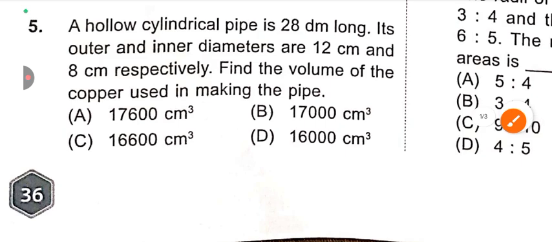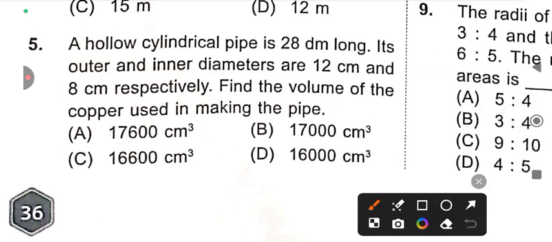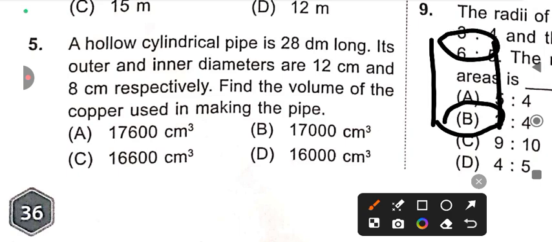Next question is, a hollow cylindrical pipe is 28 meter deep. Its outer and inner diameters are 12 cm and 8 cm respectively. Then we have to find the volume of the copper used in making the pipe. It is a case of hollow cylinder. Just try to understand the question. This is a cylinder, and some copper is used in making this pipe.